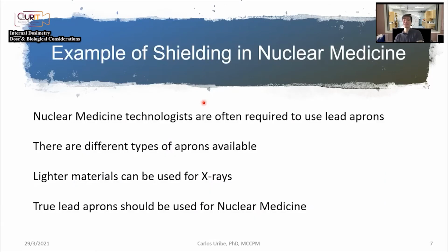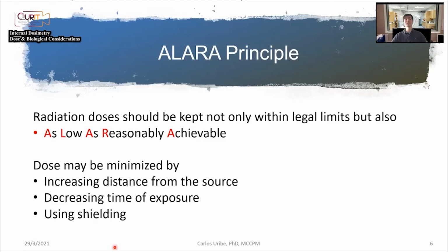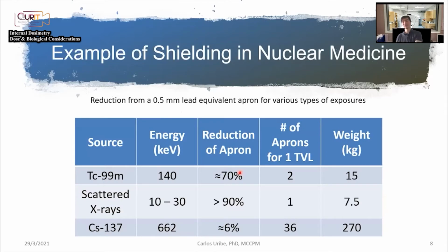So what we do in a PET department is we try to decrease the time of exposure and increase the distance from the source. Technologists will go and inject patients, and hopefully they won't stay beside the patients for too long, and they will try to stay as far away from the patient as they can just to reduce their exposure.